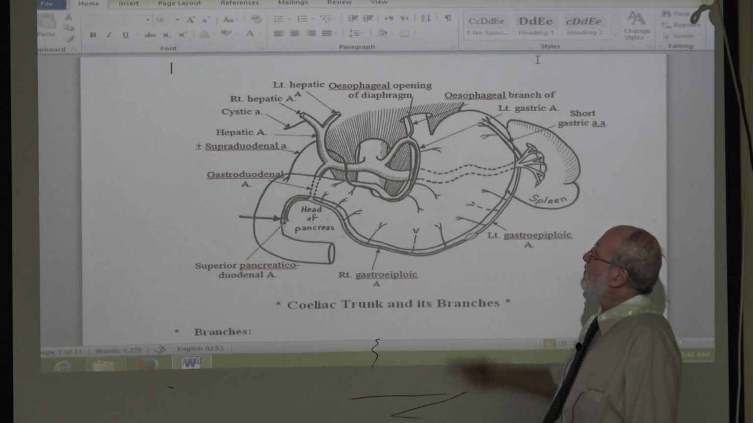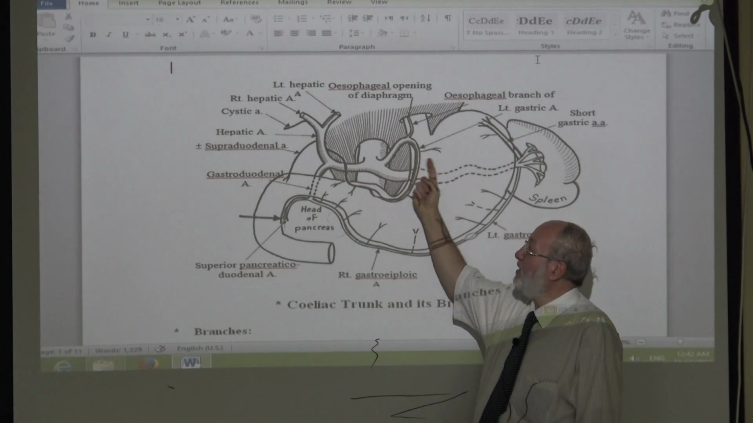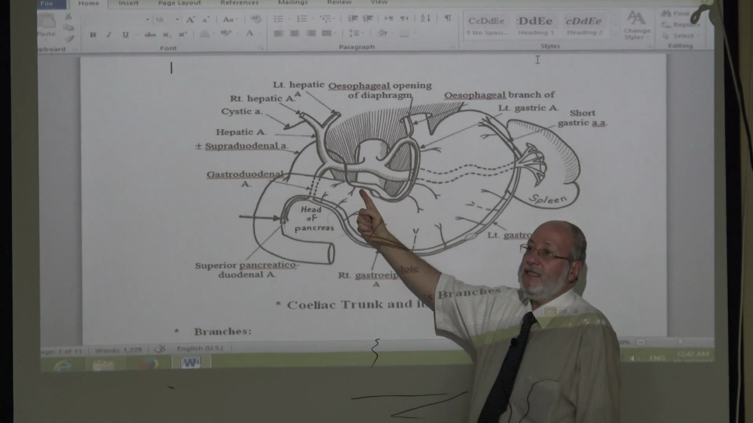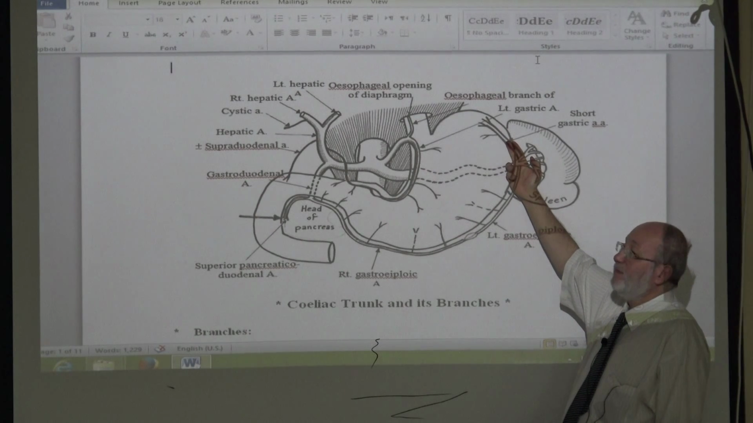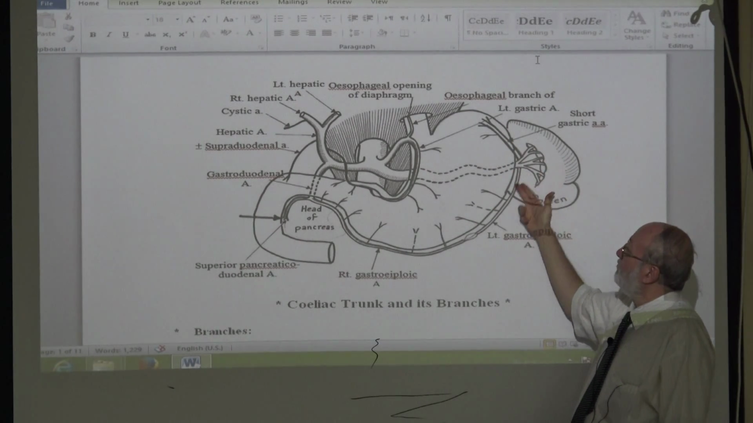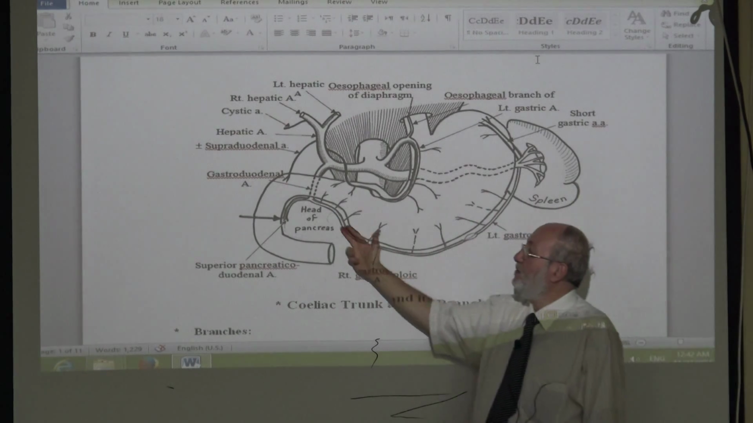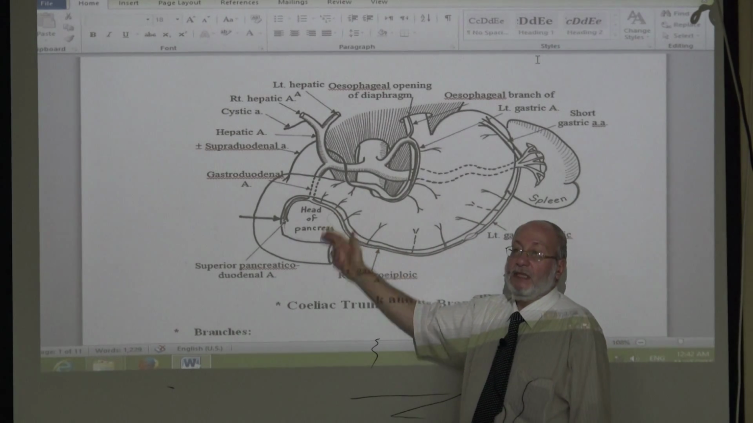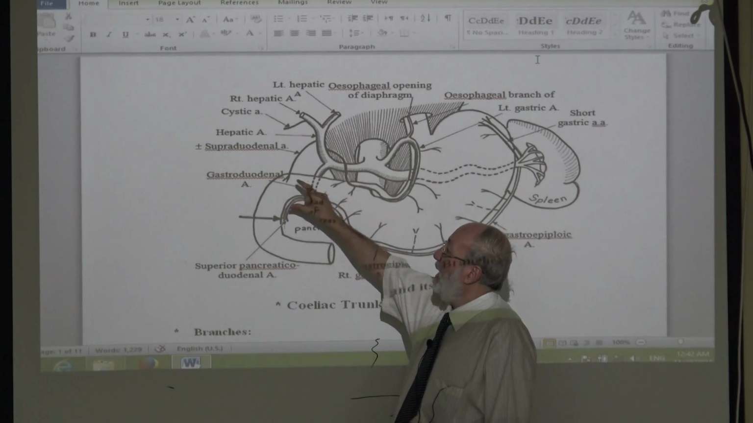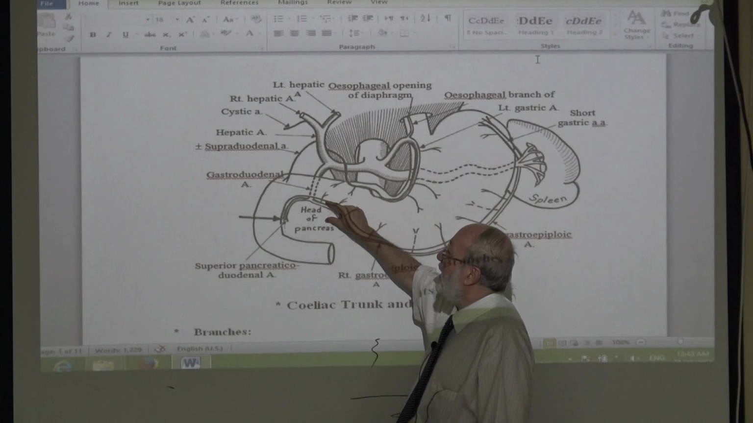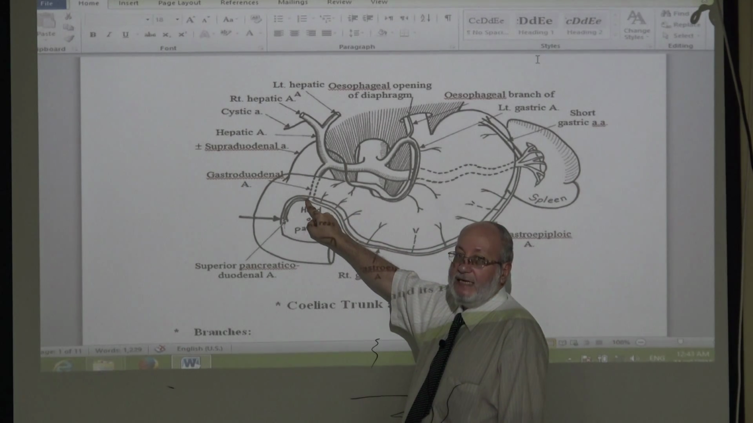Supplies the stomach by what? On the lesser curvature, left gastric and right gastric. On the greater curvature, 3 arteries: short gastric, left gastroepiploic, and right gastroepiploic. Supplying the upper half of the duodenum and the upper half of the head of the pancreas by the superior pancreatico-duodenal.